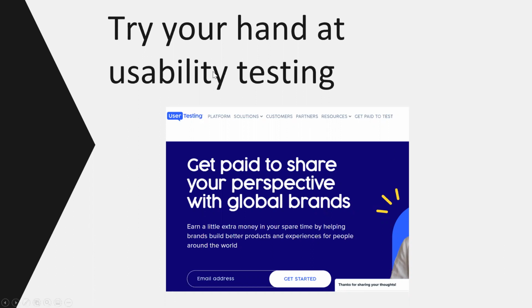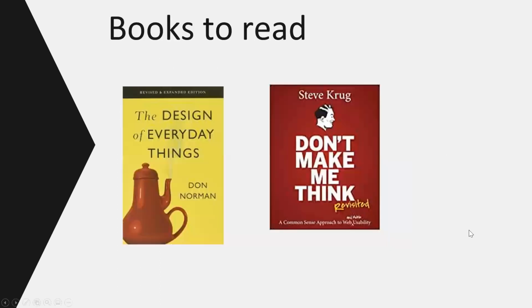This is just a website that I found called User Testing. I've never actually used it myself, but as it says, get paid to share your perspective as global brands. It seems like a good way for you to get your feet wet and understand how someone can look at the UX of something else. So I think it's a good way for people, if you're not 100% sure about UX, to try to get your bearings around the area.